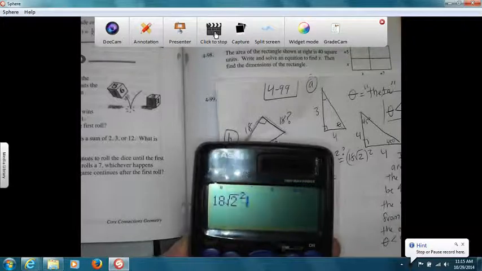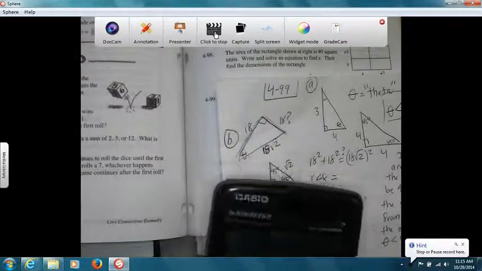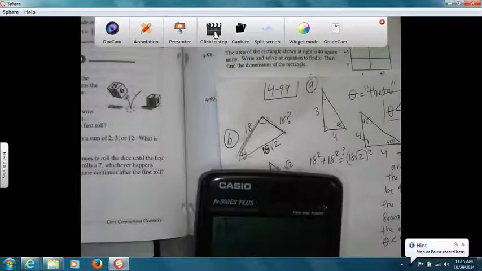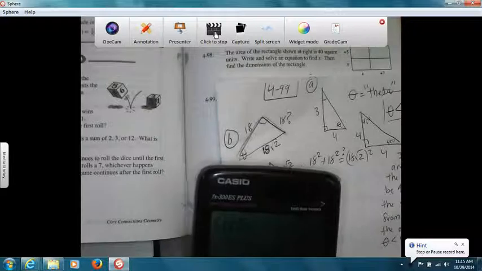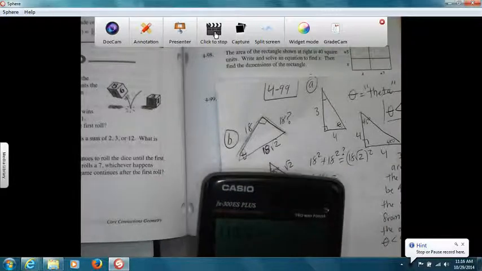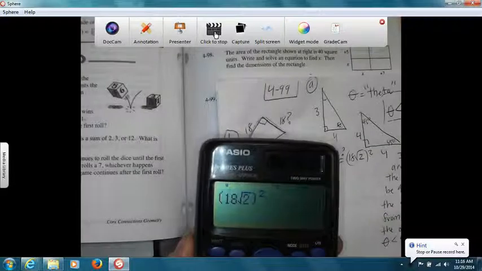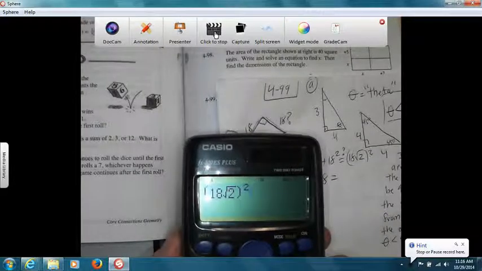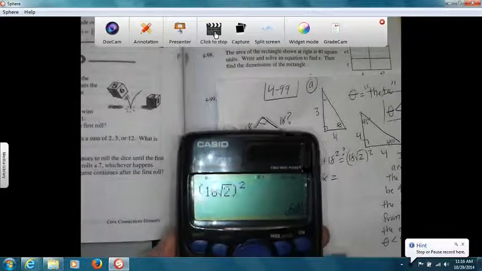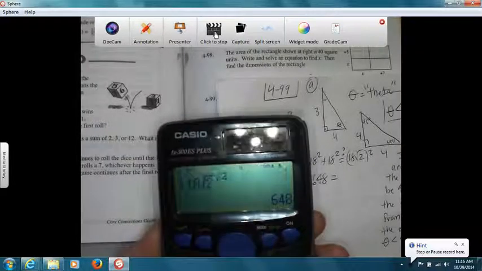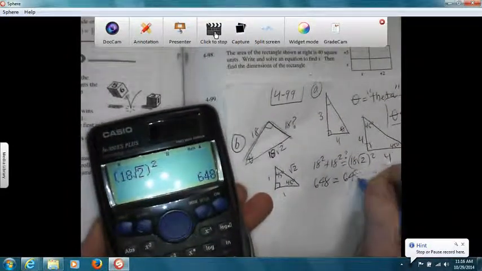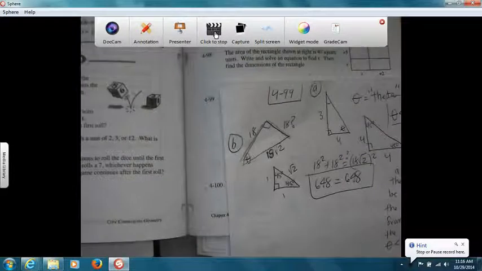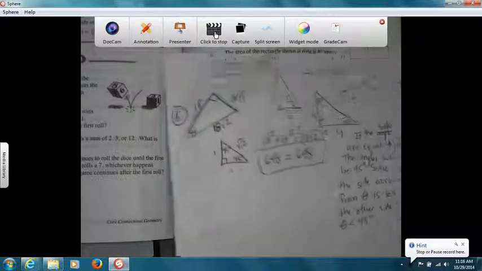That's probably not going to work because it needs parentheses. Error. There we go. That's how I might write it. It works. See? You have to type it in right. Sweet. Okay, so that's another way you could find out if you don't know about the special right triangle. That was letter B.